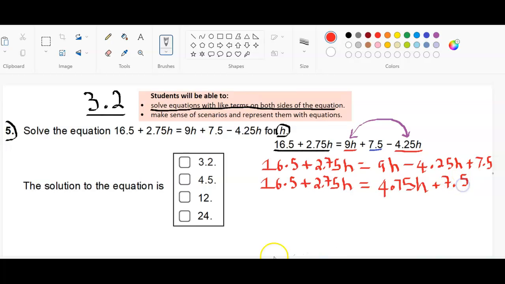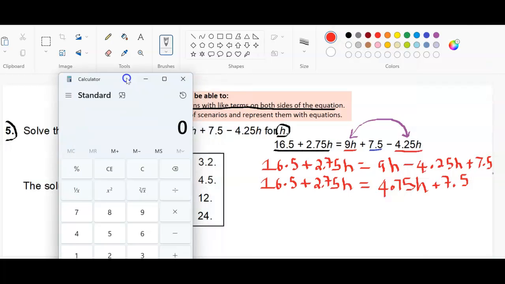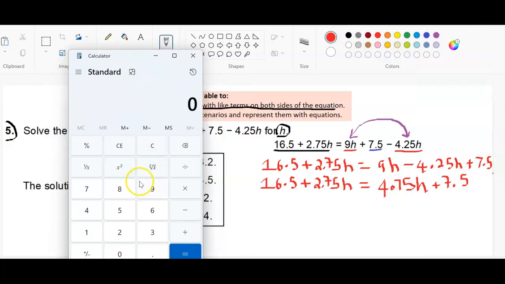And again, you can always use your calculator to double check that we get it right. 9 minus 4.25 will give me 4.75. But don't forget it's 9h minus 4.25h, so that will give me 4.75h.